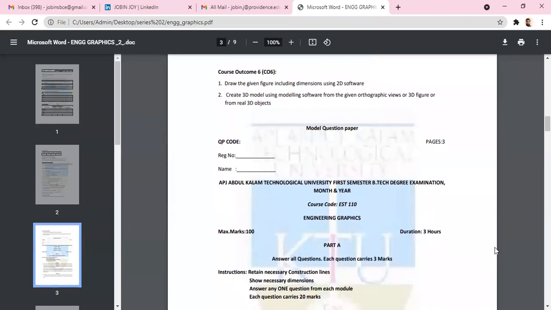This is the sample. This is actually a model question paper from APJ Abdul Kalam Technological University. Here you can see the course code and subject name. Maximum marks 100, and the duration, as already explained, is 3 hours.